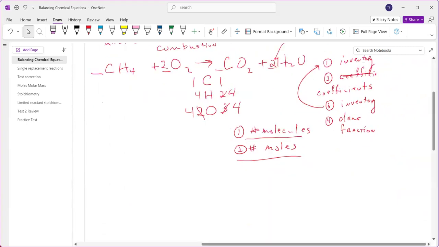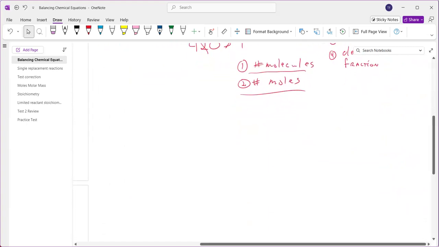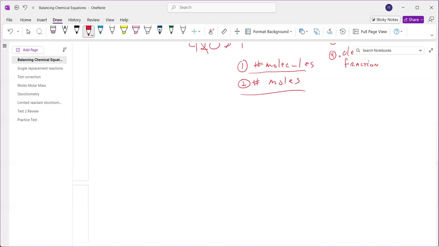Okay. All right, so let's burn, instead of methane, let's burn ethane. Ethane is a 2-carbon hydrocarbon. Now, if I made this C8, that would be gasoline.